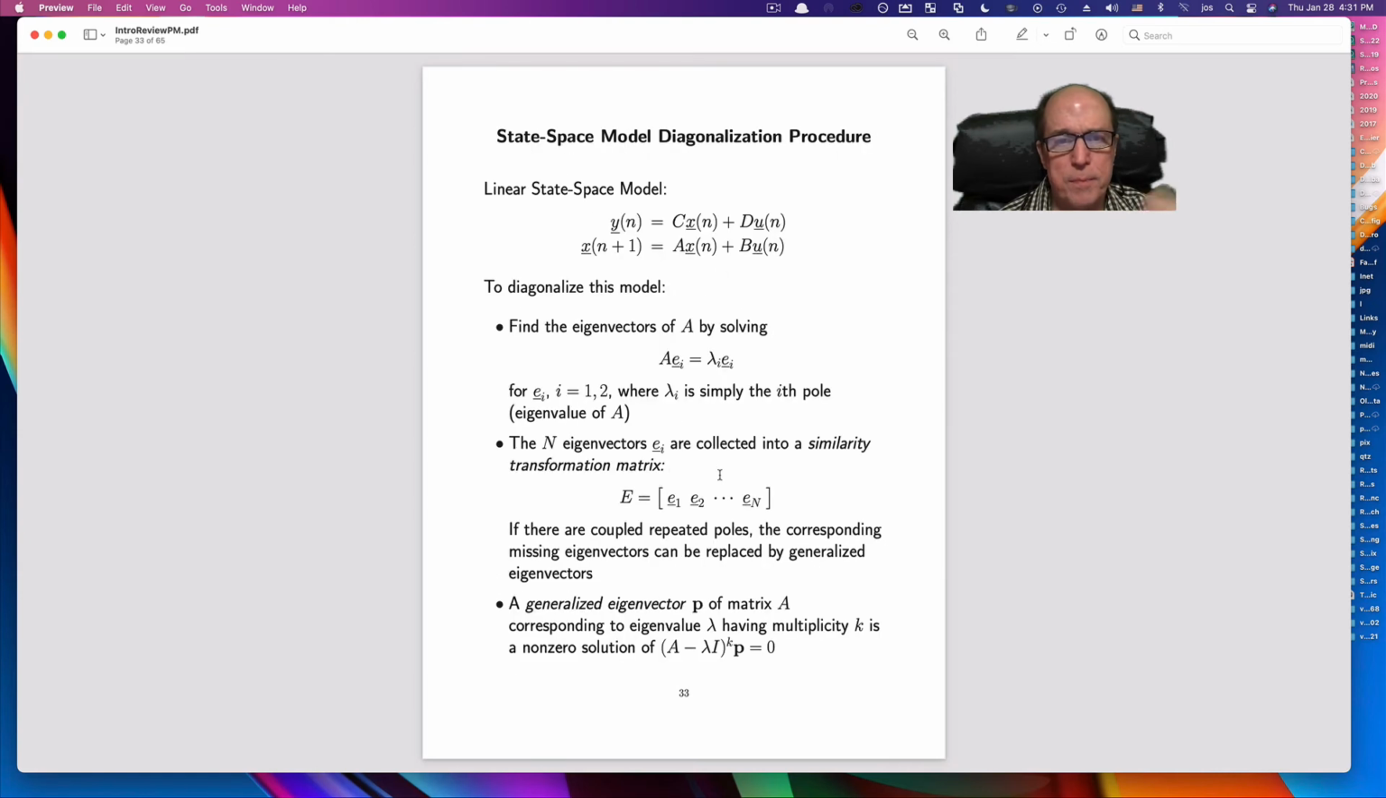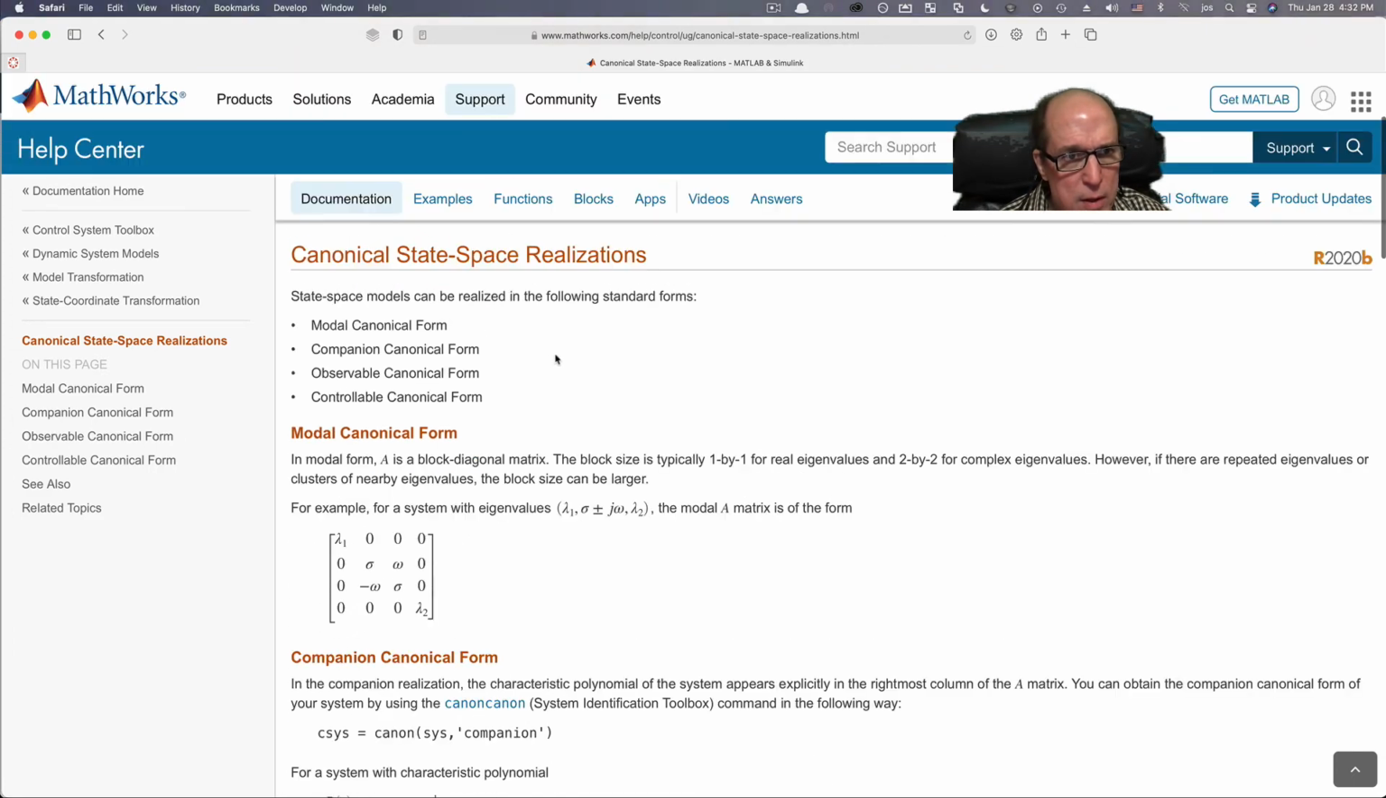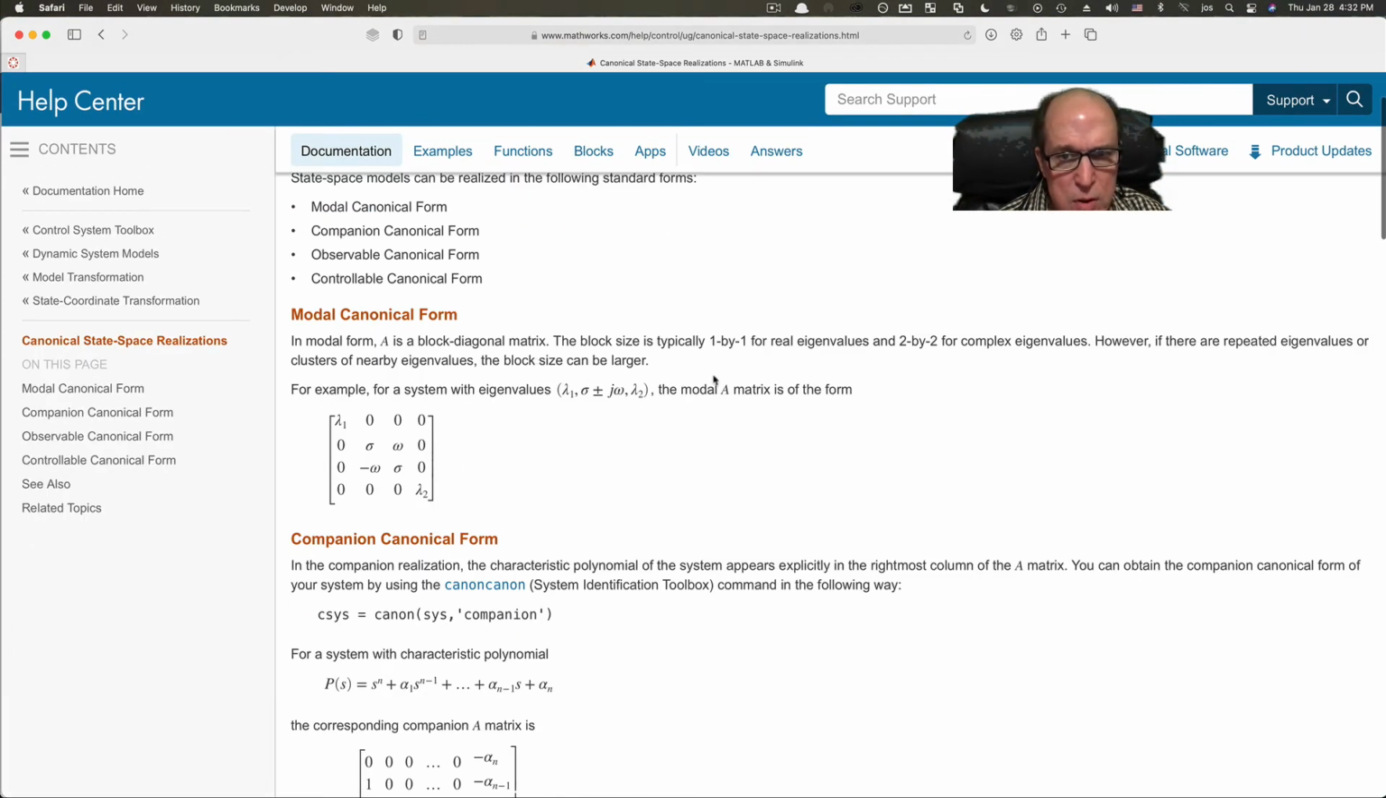And on this MATLAB page, it shows you an example of modal canonical form. So this is for the continuous time case, which looks the same in most ways. So here's the eigenvalues. You have two real eigenvalues and then a complex conjugate pair of eigenvalues. And in the discrete time case, that would be e to the plus or minus j omega t times r. R would be the coefficient corresponding to the damping sigma. And then the real case is just real.